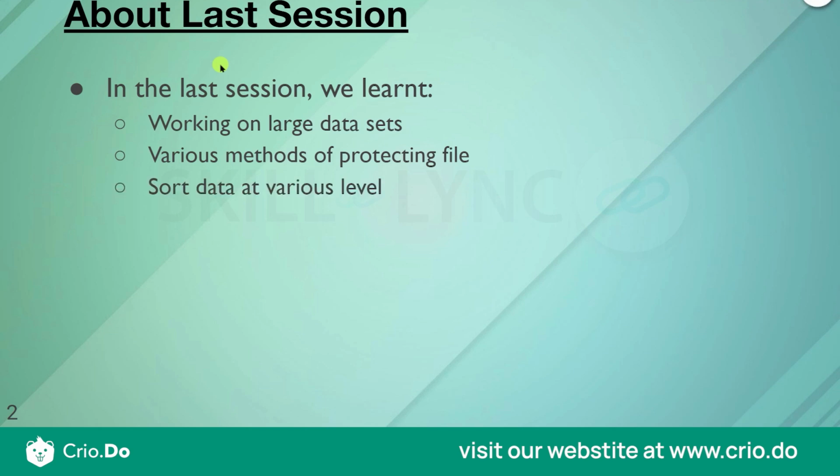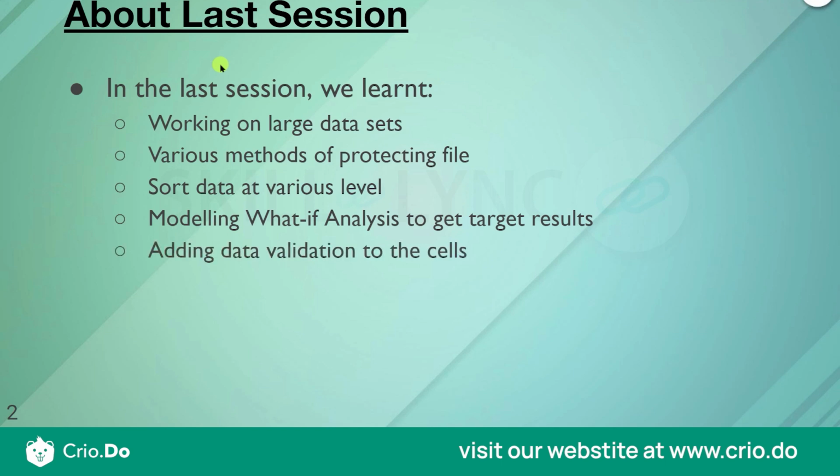We learned about sorting at various levels, with custom sorting as well. Then we learned about what-if analysis, how we can get the target results. And then we learned how we can add data validation to our cells so we can restrict the users in entering data in that particular sheet. For example, you have a sheet with some kind of data validation applied, and you are passing that sheet into your organization. So your organization's members or employees are now aware what kind of data is required in that particular sheet.